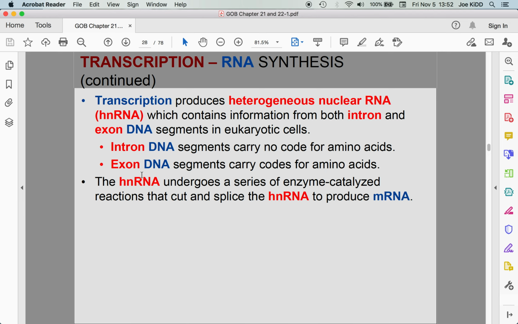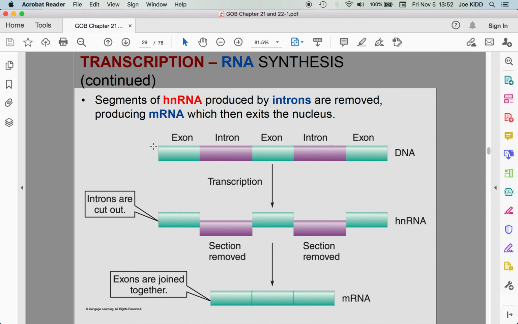hnRNA stands for heterogeneous nuclear RNA, which contains both the introns and exons. However, for it to become mRNA and be useful for coding for amino acids to build a protein, we need to cut out all the introns and have all the exons knitted back together. So here's an example of hnRNA with both the introns and exons in there, and those need to be cut out during transcription and knitted back together as just the exons.